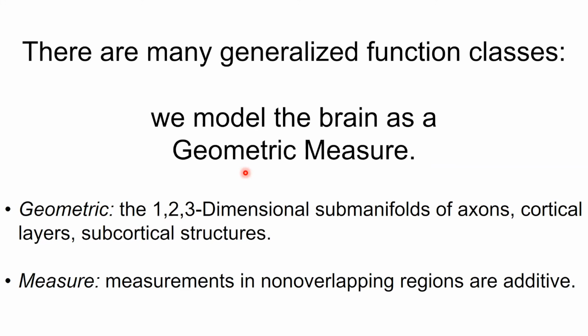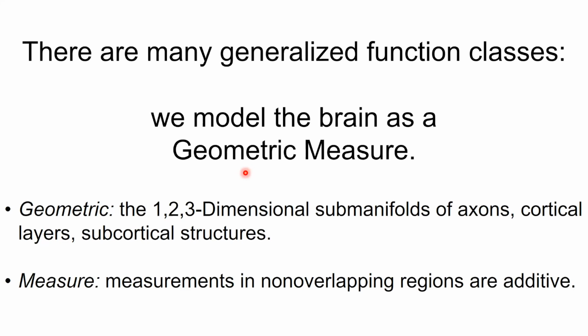And I think the important idea that we've introduced is that we are thinking about geometric properties of the brain all the time. We're thinking about axons, which have tangents and curvature. We're thinking about surfaces, and we're thinking about foliations, the cortical layers. We think about subcortical structures. So we really want these generalized functions to have geometric properties. So we're going to call them geometric generalized functions.